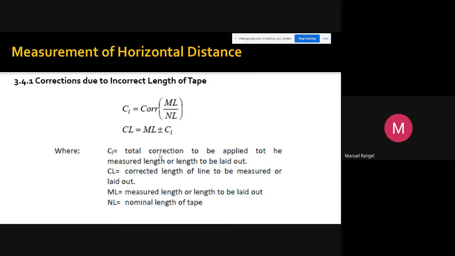So the total correction to be applied, CL, is the total correction to be applied to the measured length or length to be laid out. Then CL is the corrected length of the line to be measured or laid out, ML is the measured length or length to be laid out, and NL is the nominal length of the tape. So these formulas are very basic, more on direct substitution.